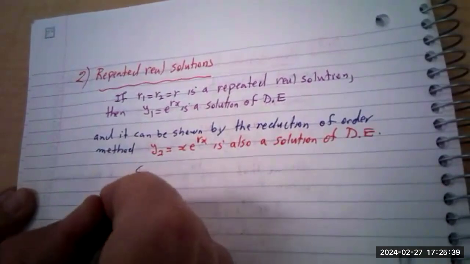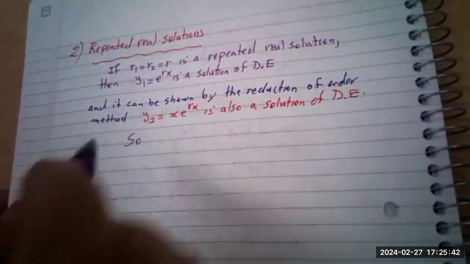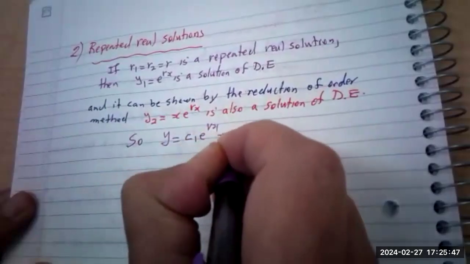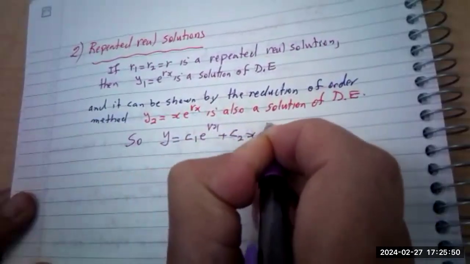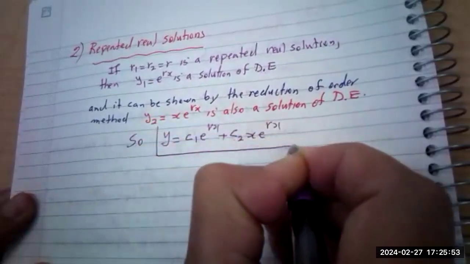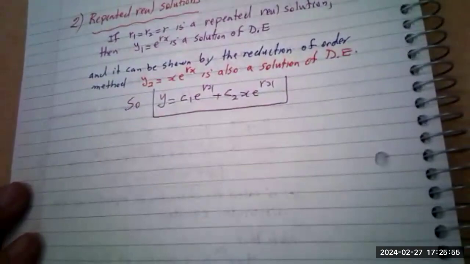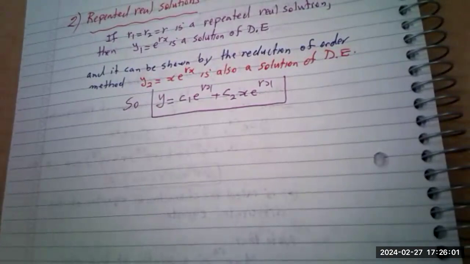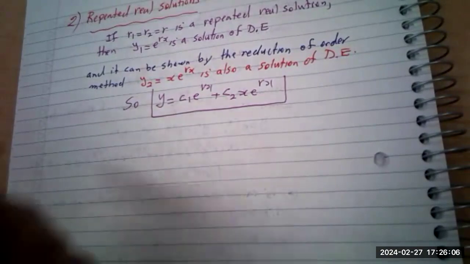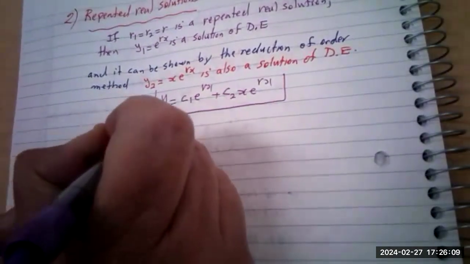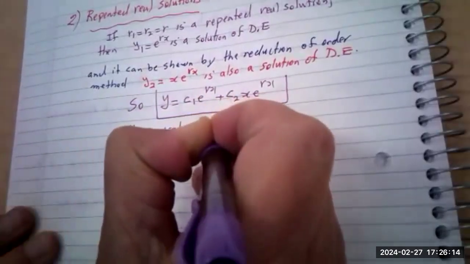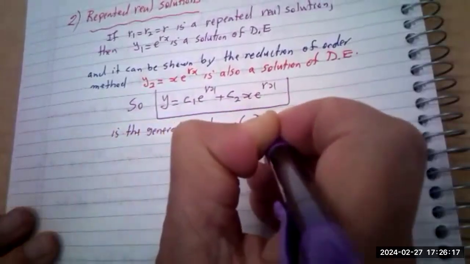So in this case, the general solution, y equal to C1 e to the rx plus C2 x e to the rx, is going to be the general solution of your equation. One of the solutions is e to the rx, you know that. For the second one, we use the reduction of order formula, and we arrive at x e to the rx. So this is the general solution of the differential equation.